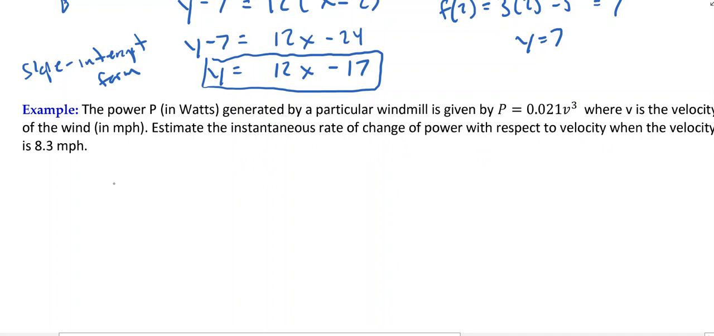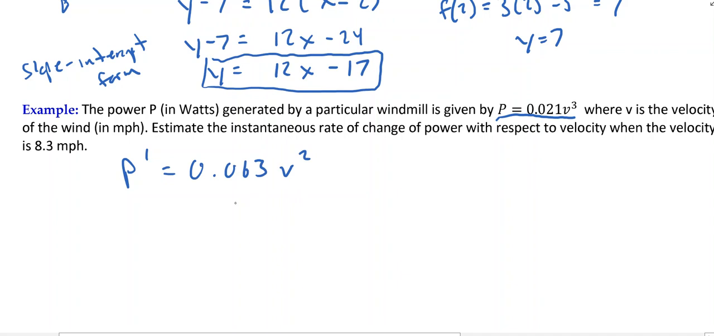So what we want to do is find P prime, in other words, the derivative of this function. That is going to be 3 times 0.021. We can do that on our calculator. 3 times 0.021 is going to be 0.063. So 0.063 times v squared. Well, there's our derivative.